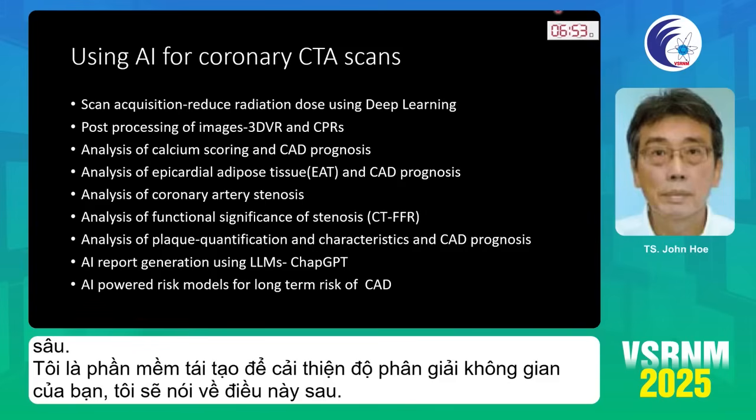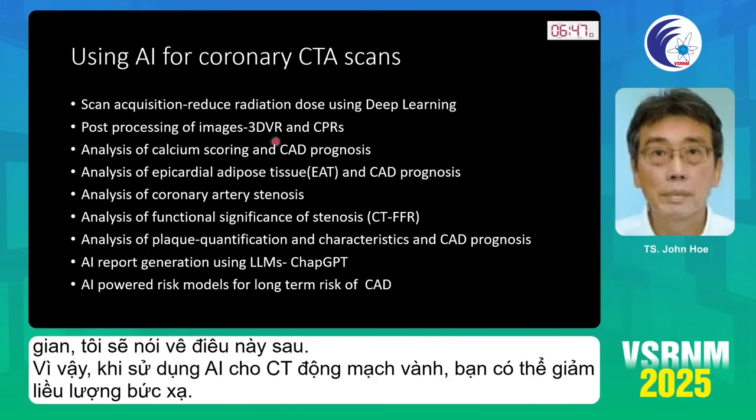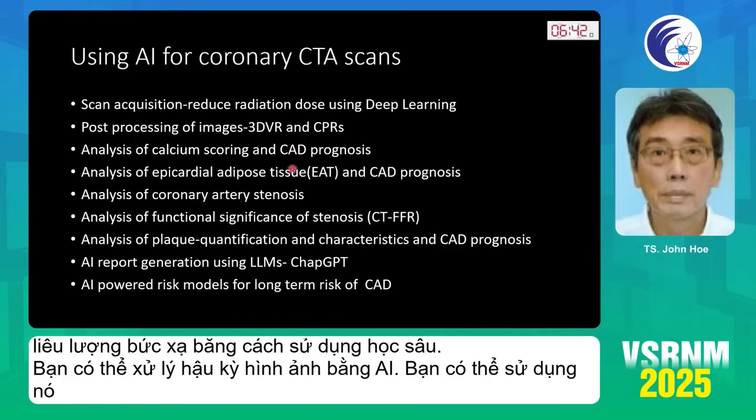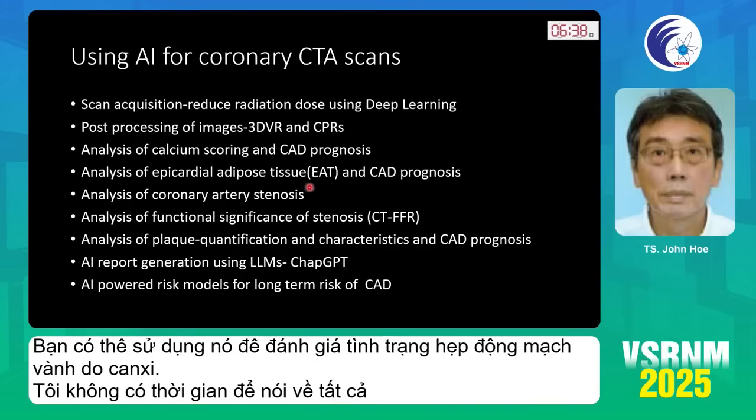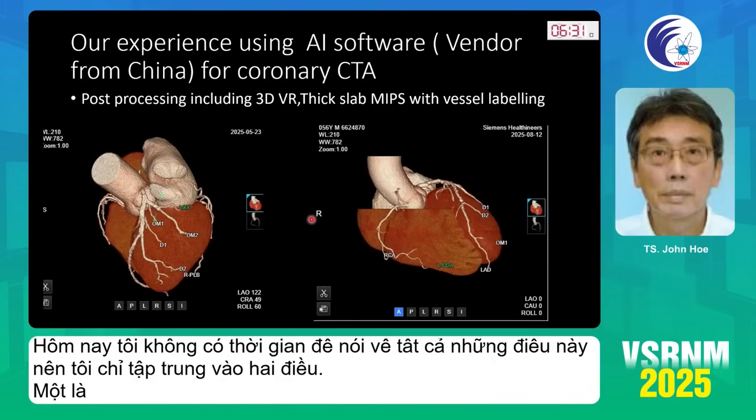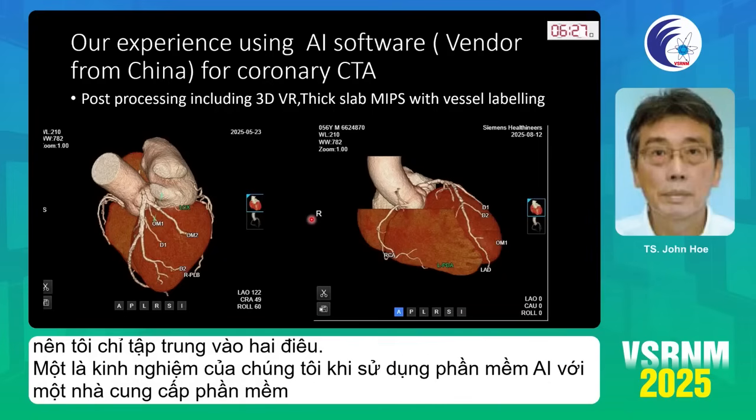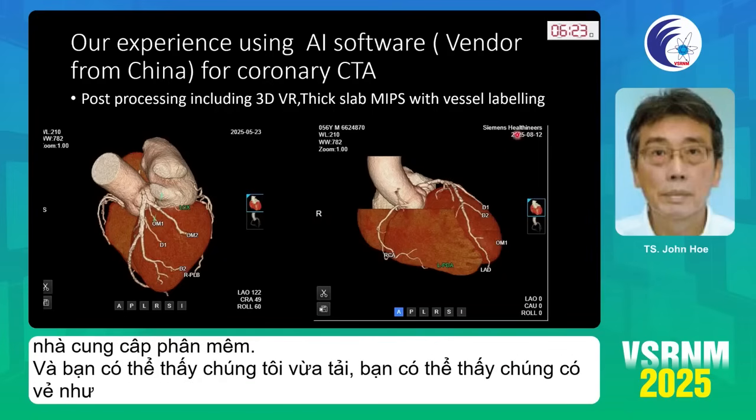So using AI for coronary CT, you can reduce radiation dose using deep learning. You can post-process images using AI. You can use it for calcium scoring and coronary artery stenosis. I don't have time to talk about all these things today, so I'm just going to focus on 2. One is our experience using AI software with a software vendor, and you can see we just loaded these Siemens images, just done recently.